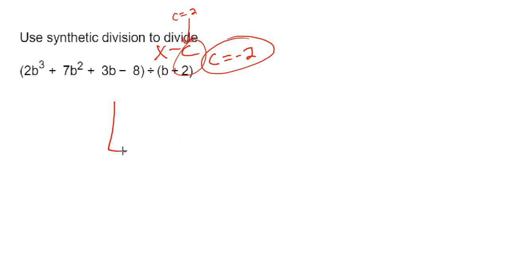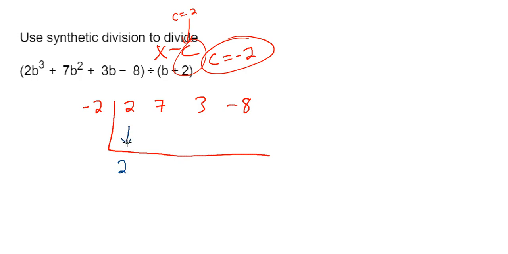So c is -2, so let's go ahead and set up our synthetic division. -2 goes on the outside. The coefficients here from our dividend go across the top on the inside. So 2, 7, 3, and -8. Make sure you're going from highest to lowest power. Drop the first number below the box to get started. So drop the 2 here.